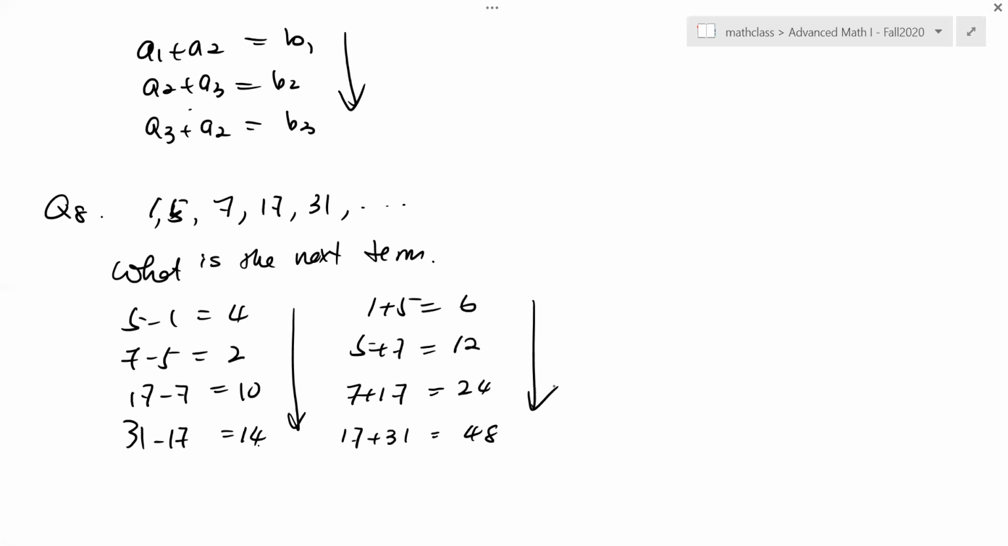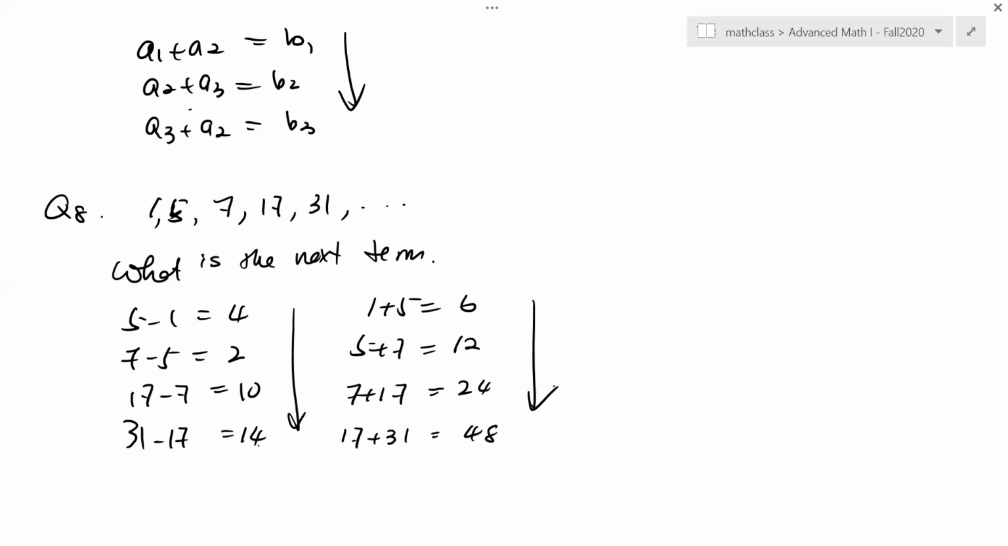Okay, so you find some way to generate the next term. That's good, Alex. 2 times 1 plus 5 is 7. 2 times 5 plus 7 is 17. Yeah, that's pretty genius. But I'm not going to do it that way.